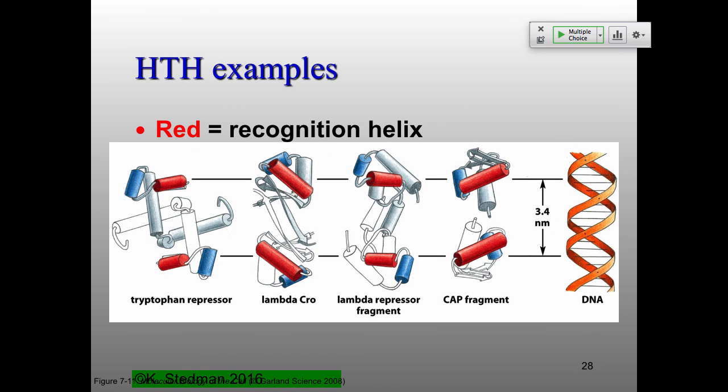Because there are lots and lots of helix-turn-helix containing proteins that we know are DNA binding proteins, and we actually have high-resolution structures for a lot of those. Yeah, you had a question?